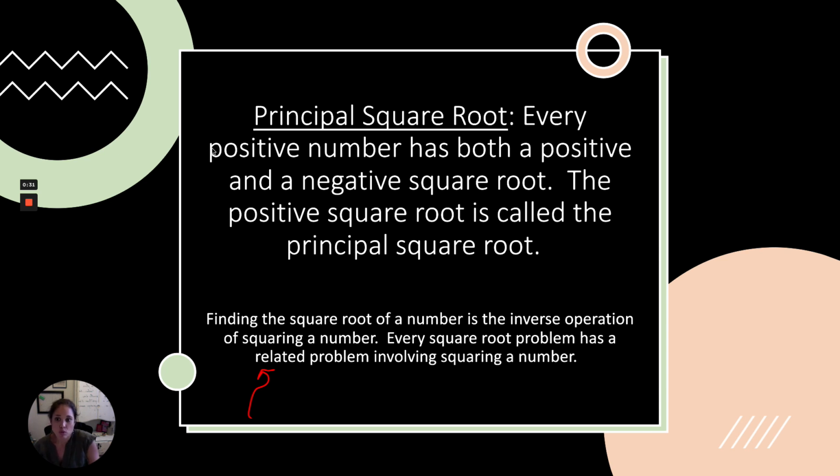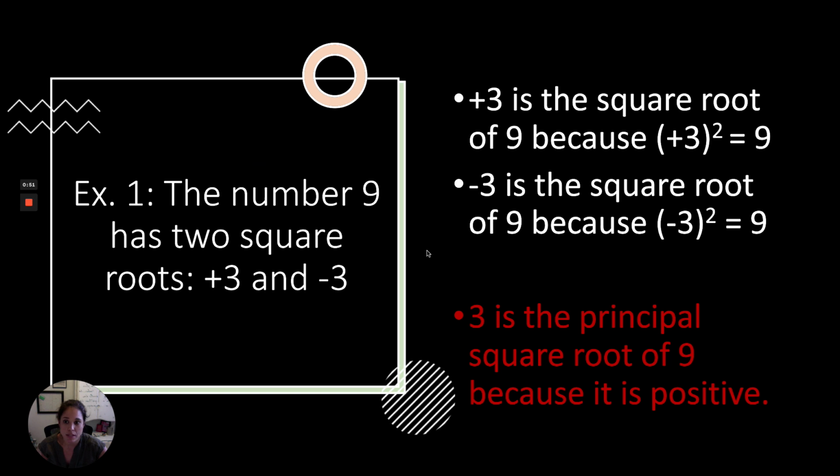So here is a new term for you. Principal square root. Every positive number has both a positive and a negative square root. The positive square root is called the principal square root. Let me show you an example.